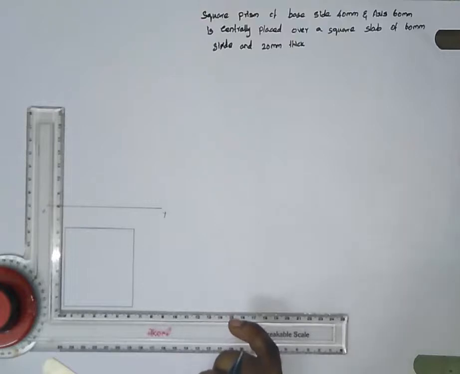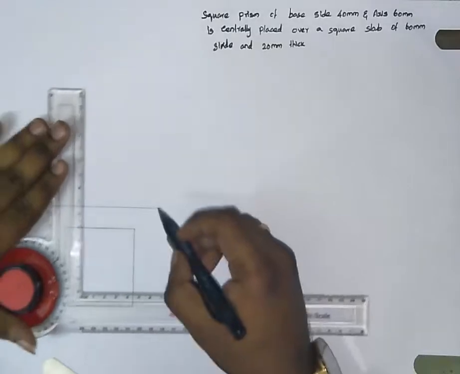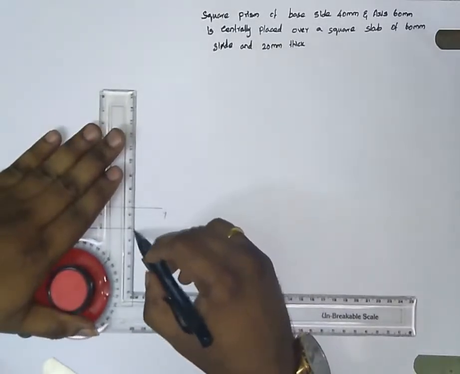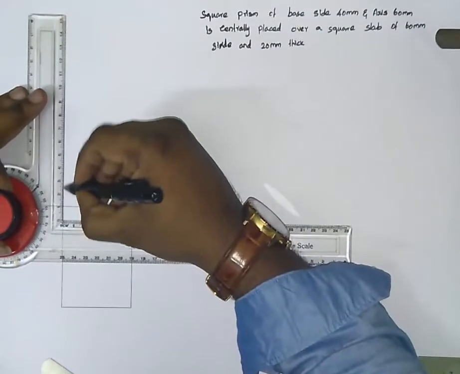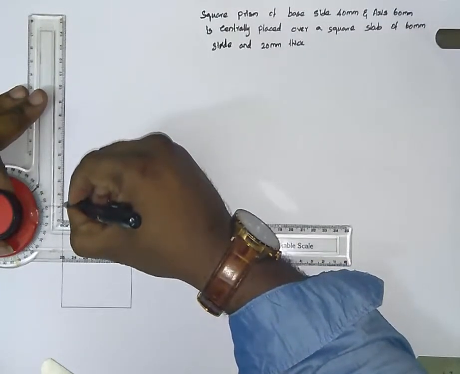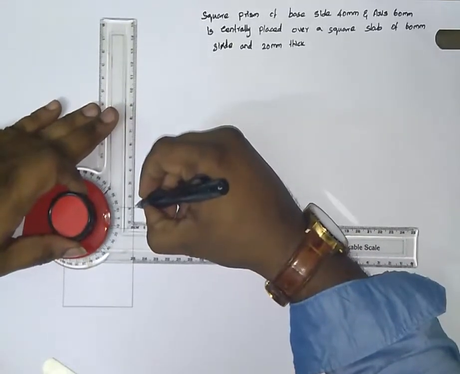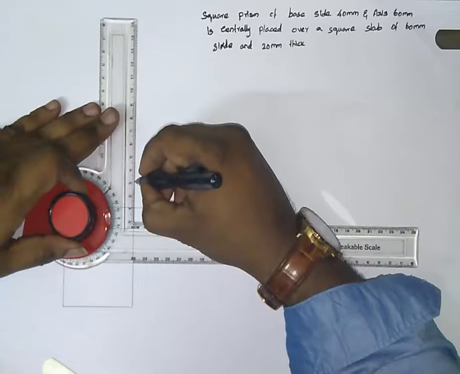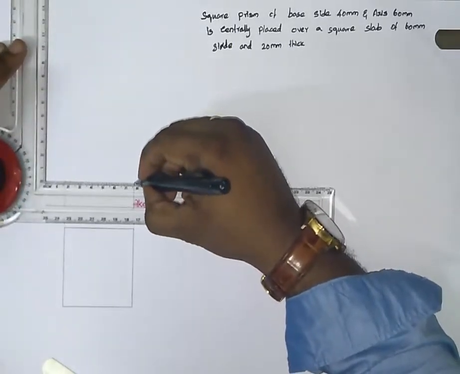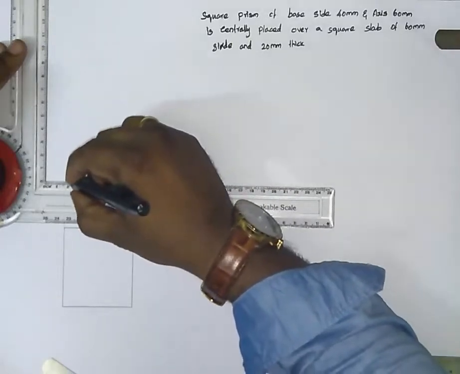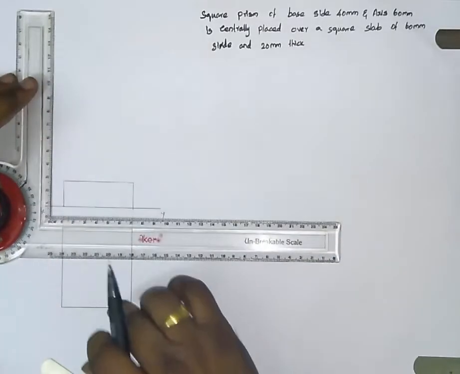But in the front view, it will be viewed like this. The thickness of the slab is 20 mm. So from here make a 20 mm line like this, and from here also make a 20 mm line like this. Then connect these two points in order to get the front view of the slab. This is your front view of the slab, this is your top view of the slab.